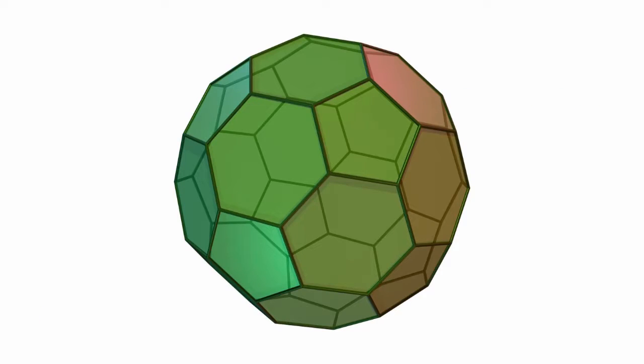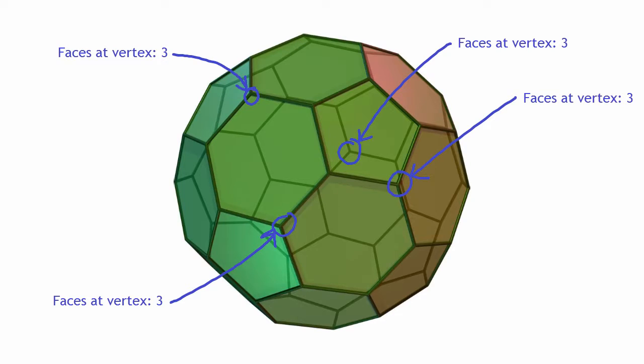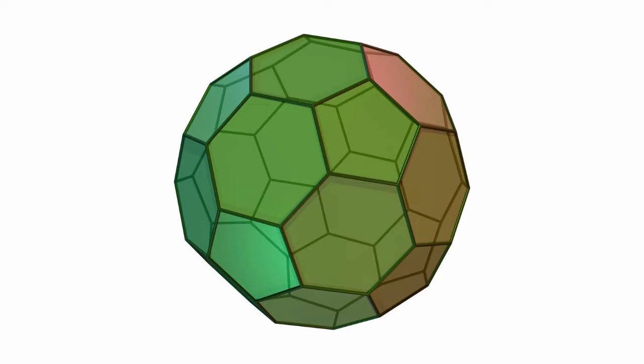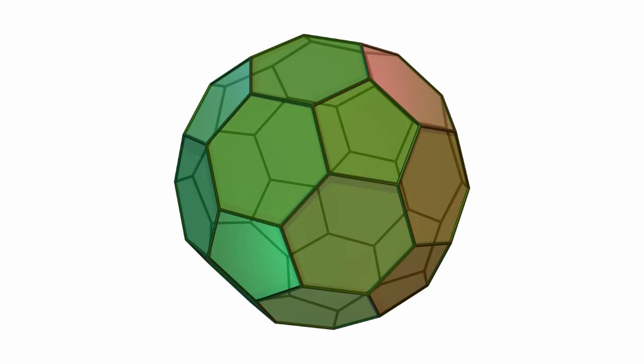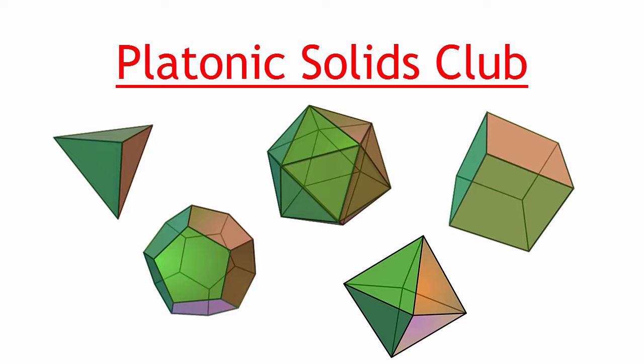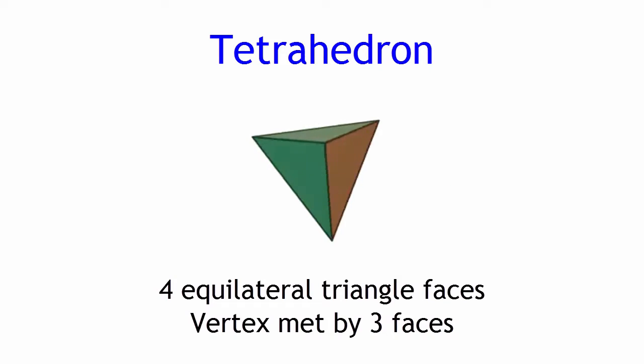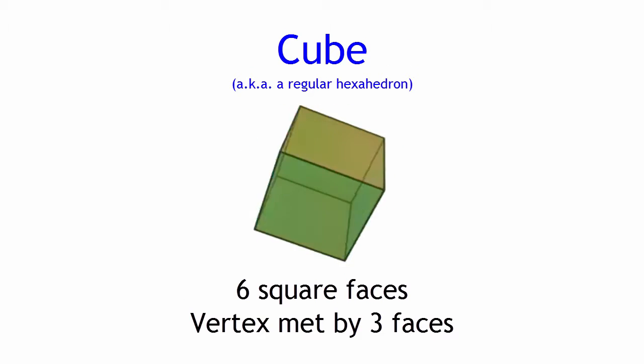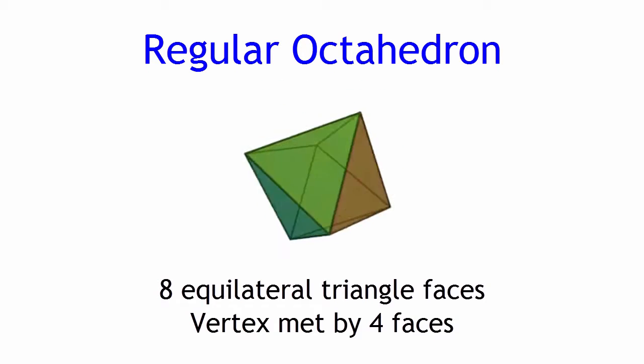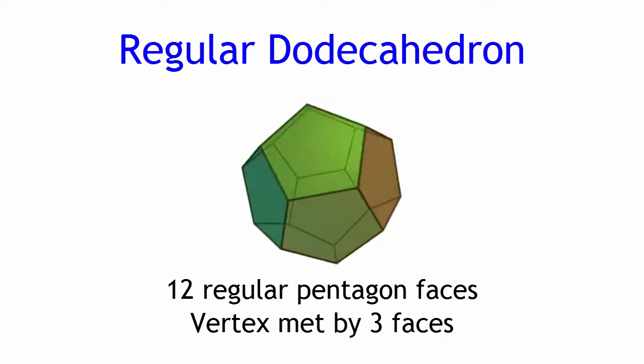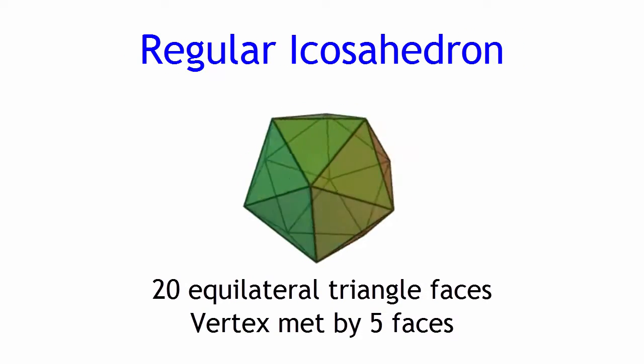And for a shape like this, even though all the vertices are met by 3 faces and all the sides are regular polygons, the sides aren't the same regular polygons because it's got both pentagonal and hexagonal faces. So it's not going to be a Platonic solid. And there are in fact only 5 shapes that fit the criteria. There are only 5 Platonic solids. And these are the tetrahedron, the cube, the octahedron, the dodecahedron, and the icosahedron.